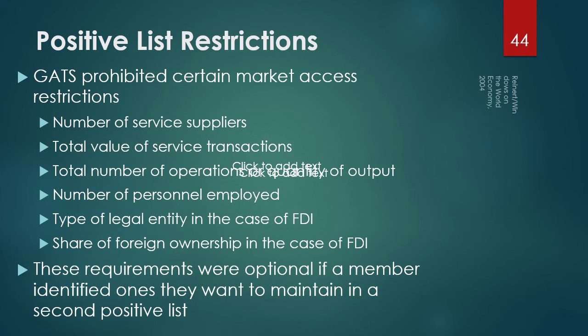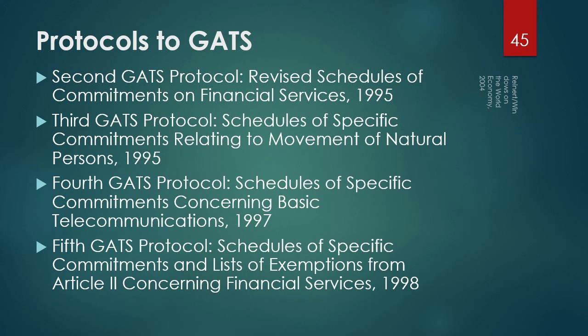Protocols to GATS include a revised schedule of commitments on financial services dated 1995, schedules of specific commitments relating to the movement of natural persons in 1995, the schedules of specific commitments concerning basic telecommunications agreed to in 1997, and finally the fifth GATS protocol, schedules of specific commitments and its list of exemptions from Article 2 concerning financial services that was agreed to in 1998.